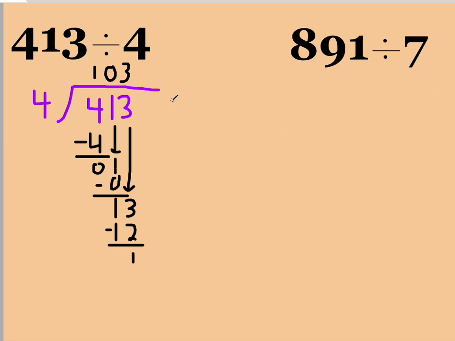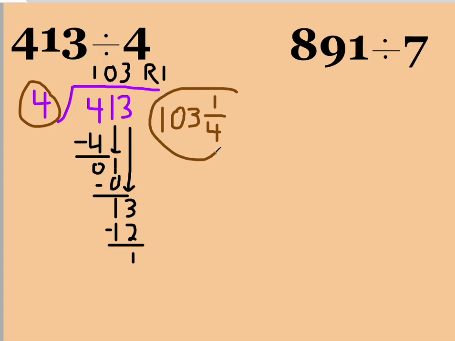So what we learned before was to write this, remainder 1. We're going to change this into a mixed number here. What this means is my final answer, my quotient, is 103. And look, I'm going to put my remainder in the numerator and my divisor in the denominator. So 103 and a fourth. Let's try the same for 891 divided by 7.